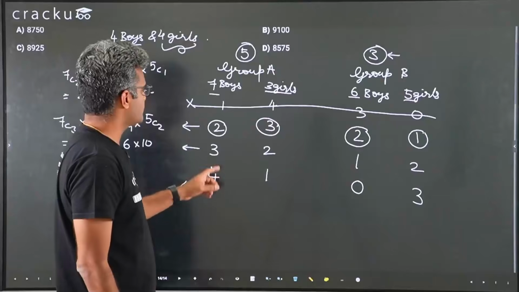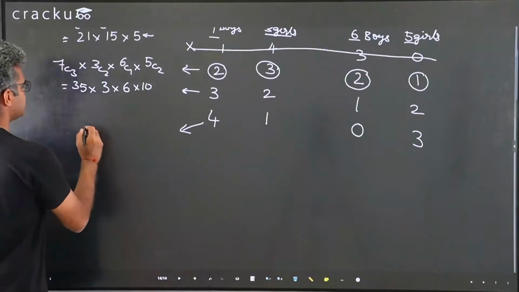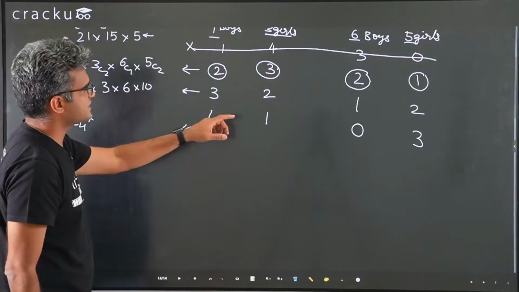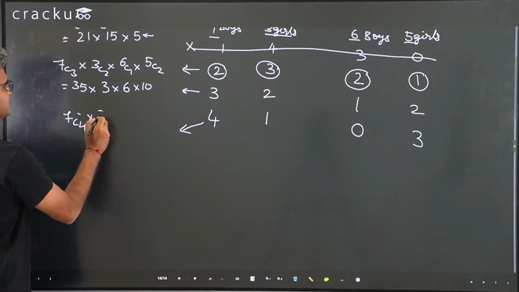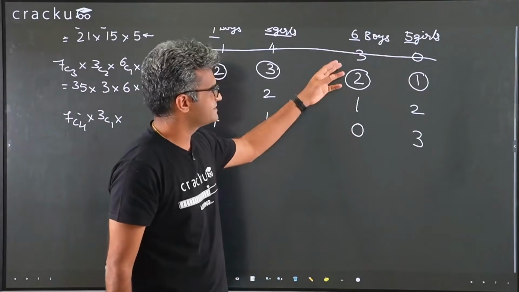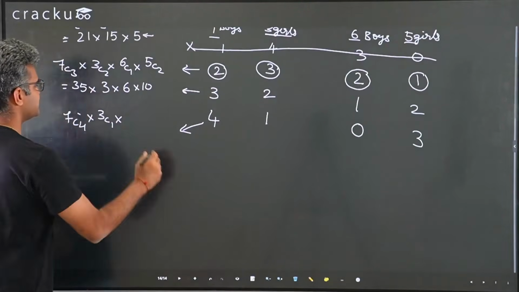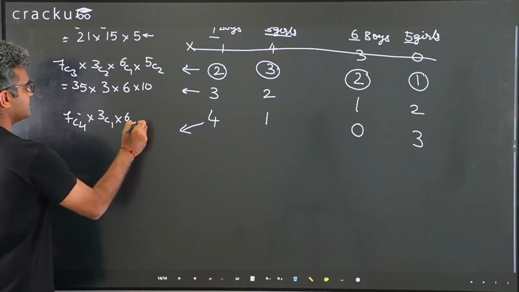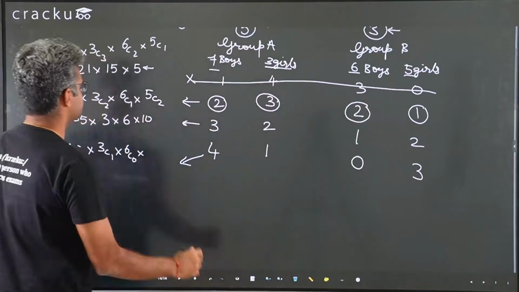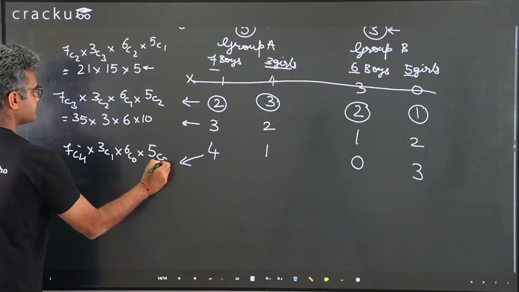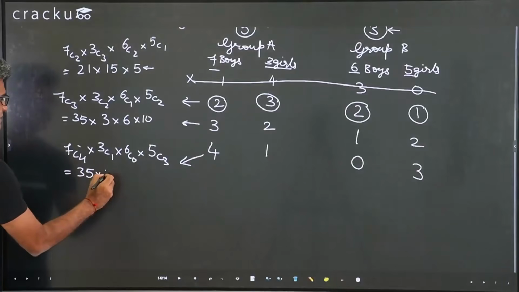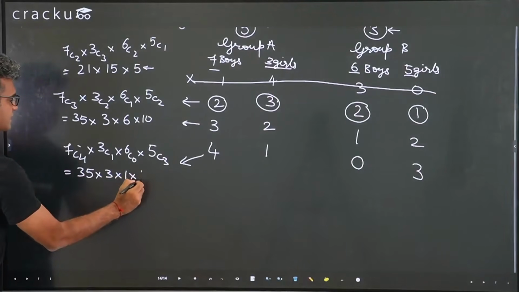We need to select 4 boys from 7 that can be done in 7C4 ways. We need to select 1 girl from 3 that can be done in 3C1 ways. We need to select no boys from 6 that can be done in 6C0 ways, which is basically 1. And we need to select 3 girls from 5 that can be done in 5C3 ways. This is equal to 7C4 is also 35 into 3 into 1 into 10.